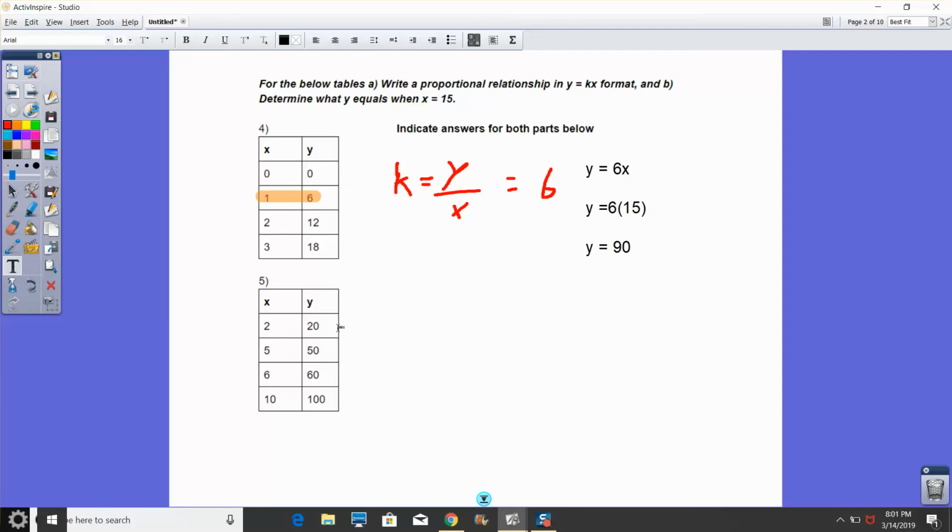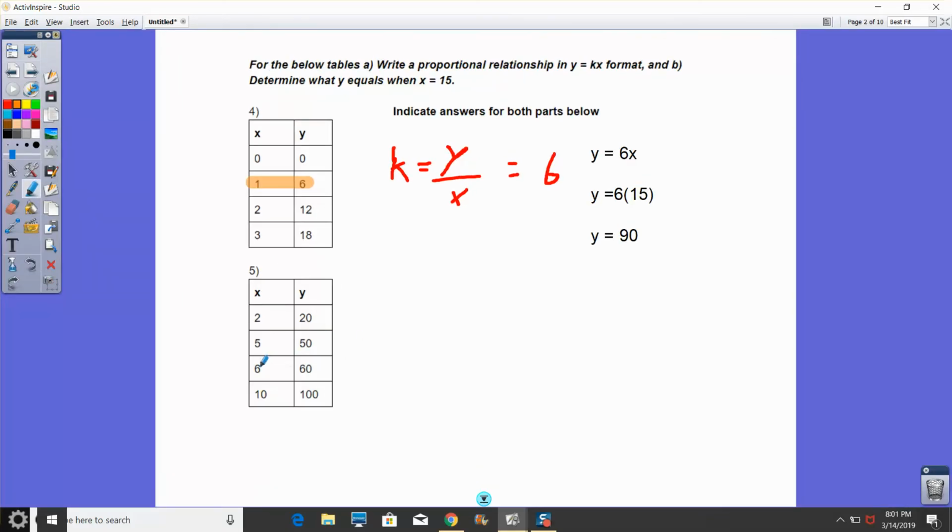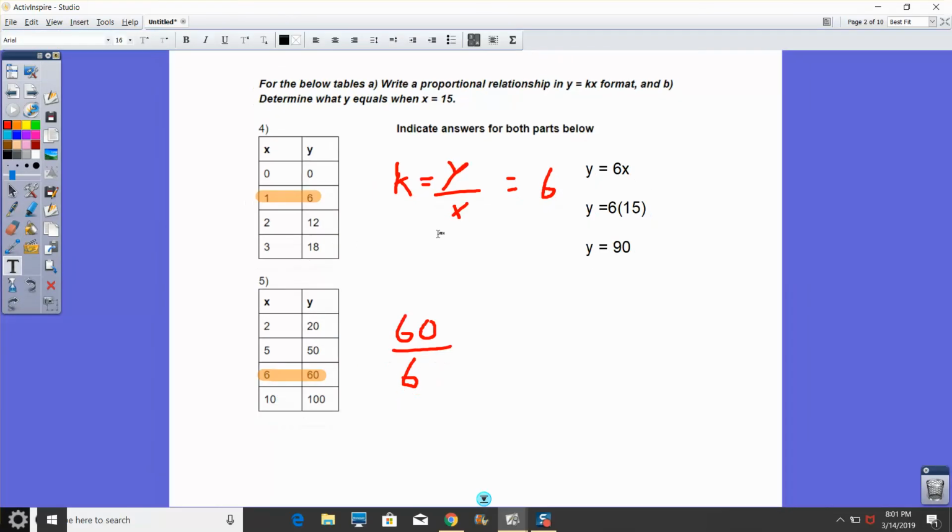Okay, so anyway, now that we're back to this number 5 here, we have to do the same thing. We're going to pick any of these rows. We could pick any row we want. We'll pick this one right here, and if you're astute, you probably already realize what the k value is going to be here. So since, again, we would do y divided by x, this would be 60 divided by 6, and 60 divided by 6 is just 10. So that means that since k equals 10, therefore we would conclude that y equals 10 times x, or 10x.